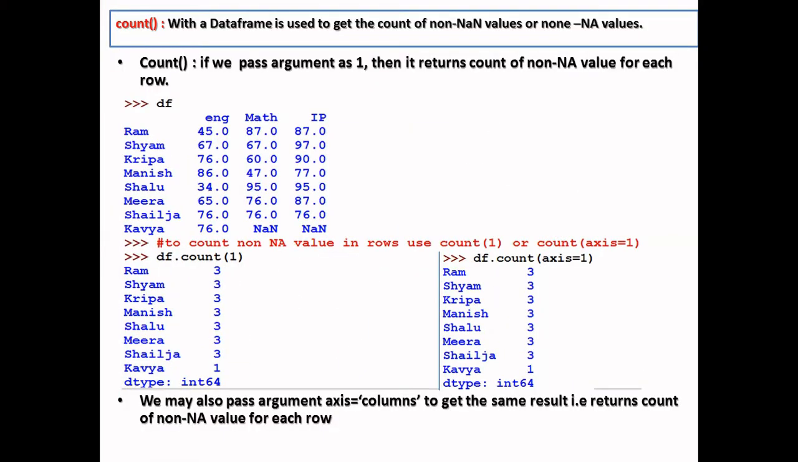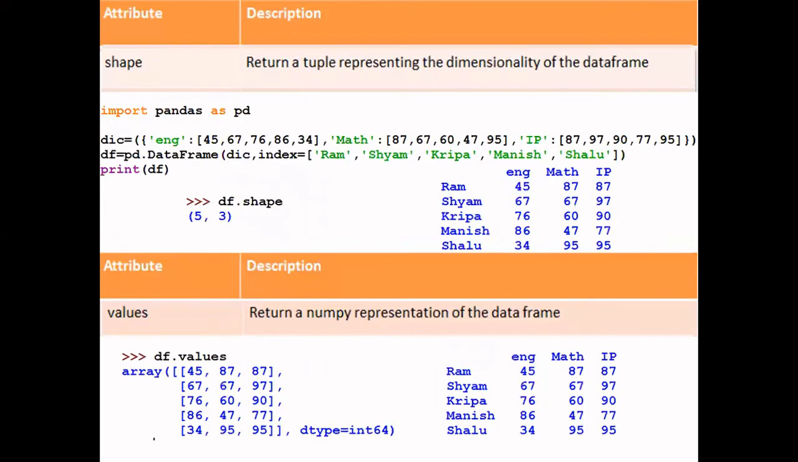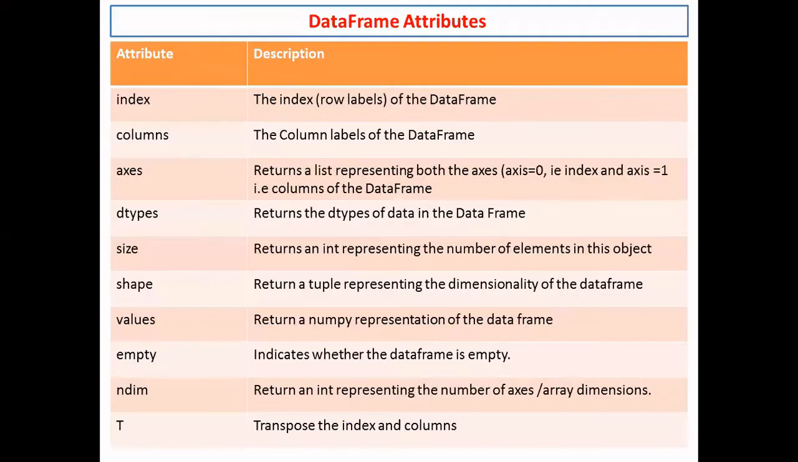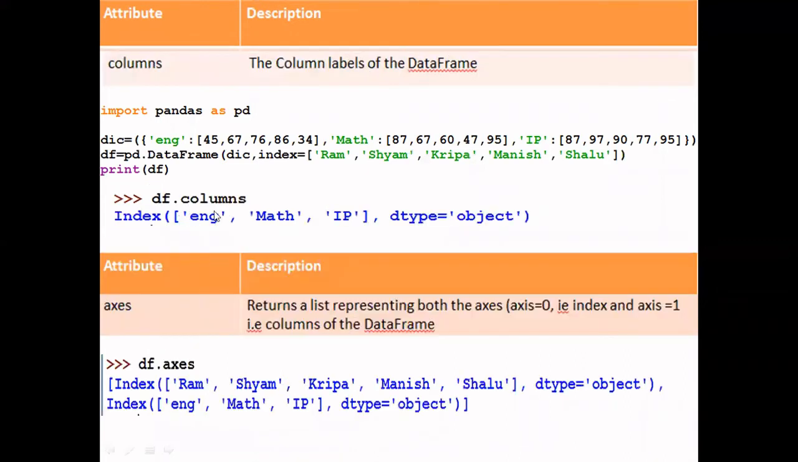So this is about our different attributes and count and len function. Let me quickly revise the attributes we have studied. The index attribute will give you the row labels. As you can see here, index is giving you row labels. What are the row labels over here? Ram, Shyam, Kripa, Manish, Shalu. Similarly, if I do columns, it gives you the columns का label. तो columns के label क्या है आपके पास? English, Math और IP. So it will give you the column labels.